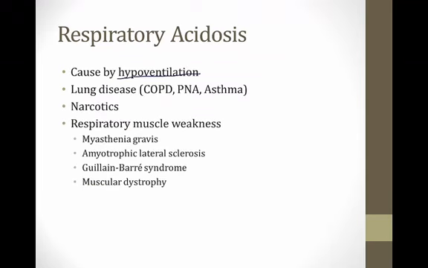So what type of patients hypoventilate? Well, the easiest ones to understand are patients who have lung disease. So patients with COPD or pneumonia or asthma or a CHF exacerbation, they can all hypoventilate, and this means their CO2 level can rise because they aren't able to blow off that carbon dioxide, and they can get a respiratory acidosis. Another classic cause of a respiratory acidosis is a patient on narcotics.